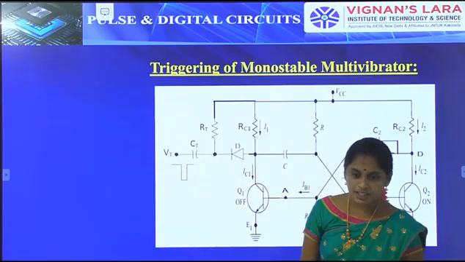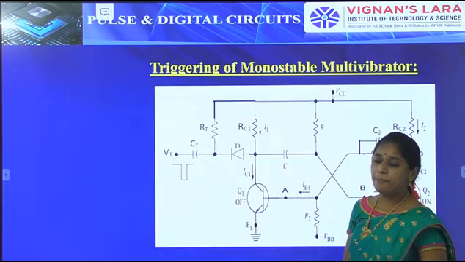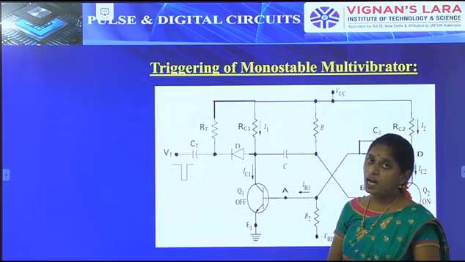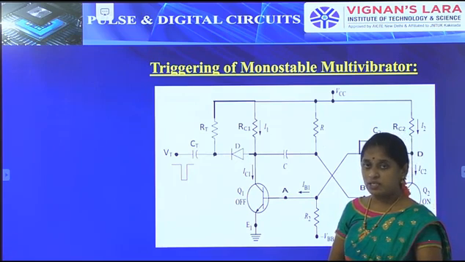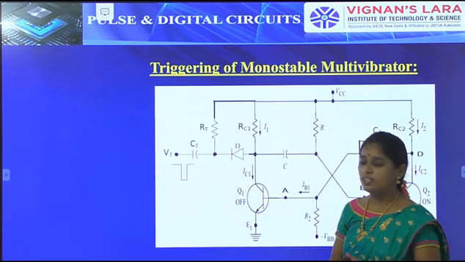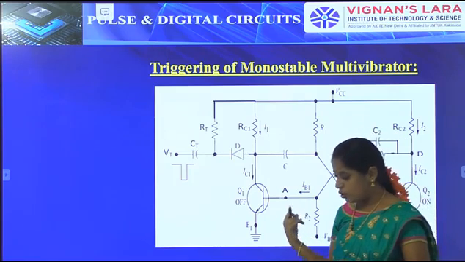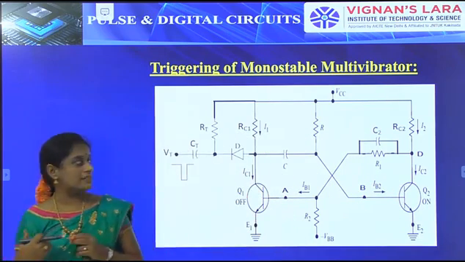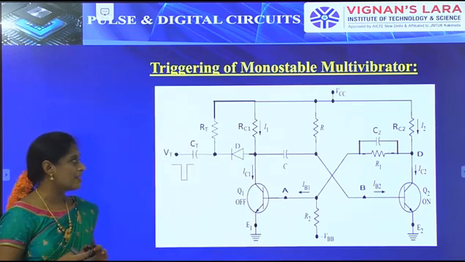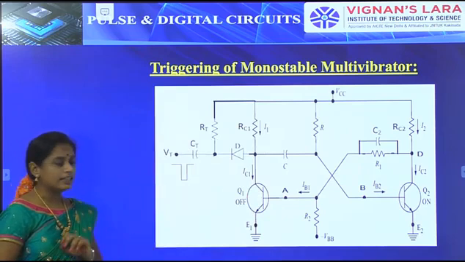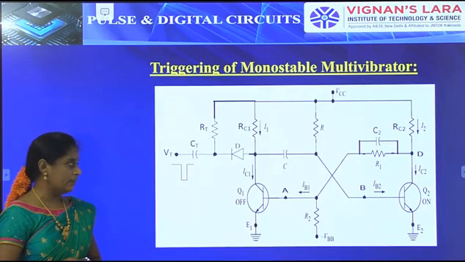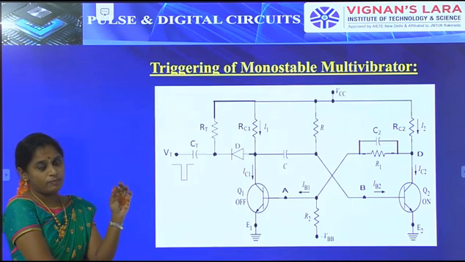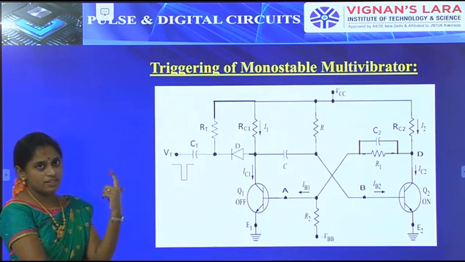As we know, what is meant by triggering: extra triggering pulses are given to the collector of the off transistor or the base terminal of the on transistor. Then the transistor changes the state of the signal. So these external pulses are known as triggering pulses. Here we use a monostable multivibrator, which consists of one stable state and one quasi-stable state.